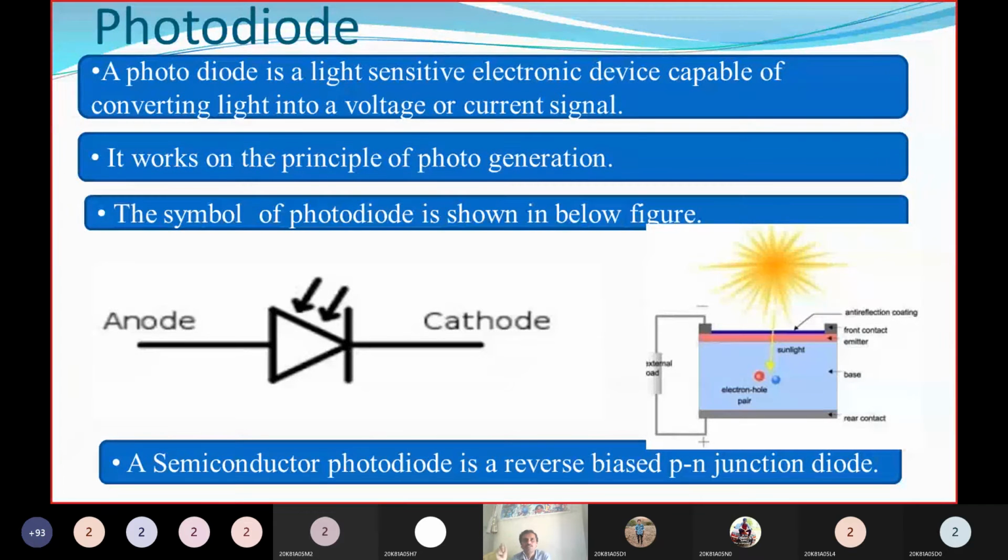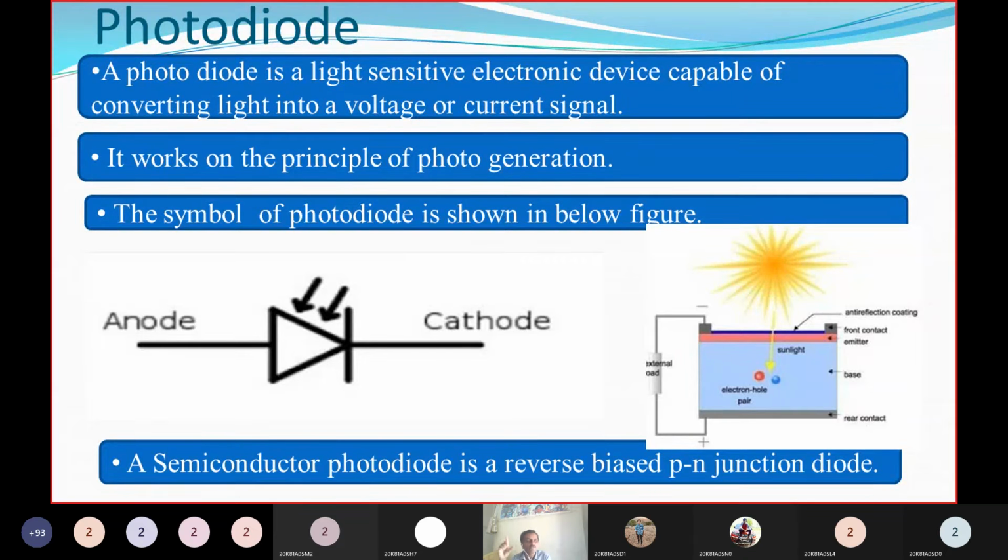In case of LED, the width of the depletion layer will be small. In case of photodiode, the width of the depletion layer will be high. And one more thing, doping concentration is very high in case of LED. In case of photodiode, doping concentration is very less. Okay, those are the differences.